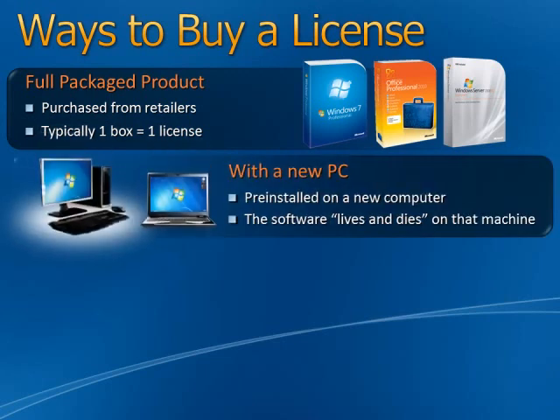Then there's your OEM license, which is a license that you're purchasing with a brand new computer. So you buy your new computer, that would come with your OEM copy of Windows 7 installed on it. And that software is tied to the machine that it has been purchased on, so it does live and die with that machine.